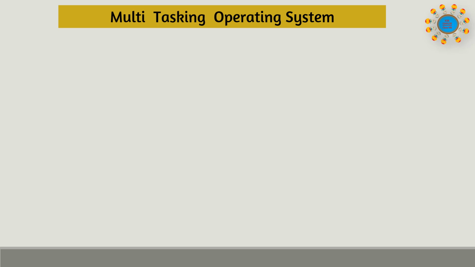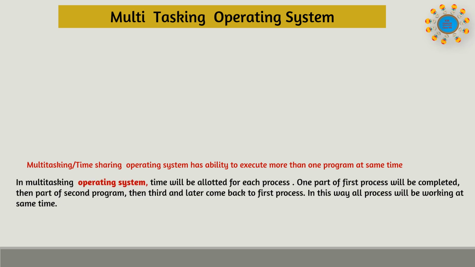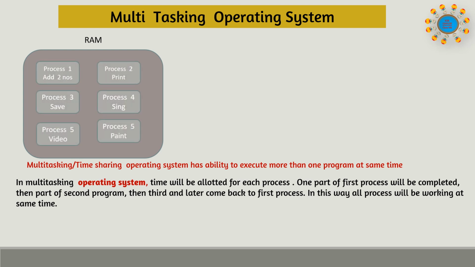Now, the multitasking operating system. First of all, we can see what is multitasking, and then we can see the difference between multitasking and multi-programming. So, multitasking we can also call time sharing. A time sharing operating system has the ability to execute more than one program at the same time. So here for each process, a time limit will be there. It will be allocated a time.